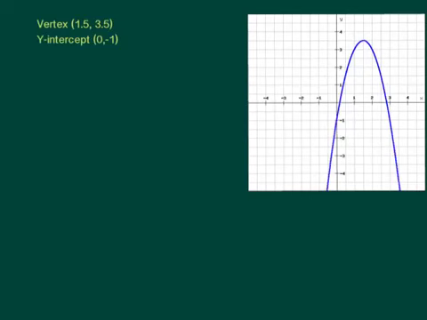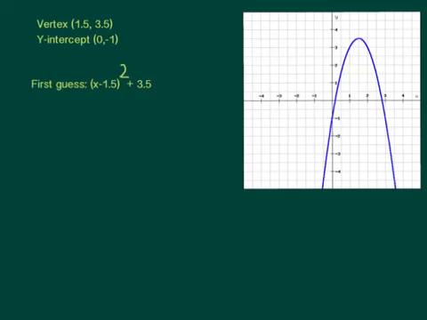So, our first step, we know what the vertex is. So we should be able to quite easily make a guess at writing this out in vertex form. So, here's our first guess. We don't know if it's correct yet. What we need to do is plug in (0, -1) and see if this makes this equation. So let's plug it in.